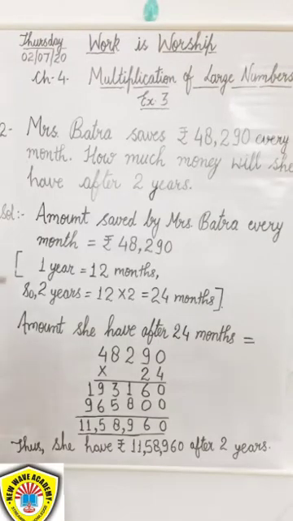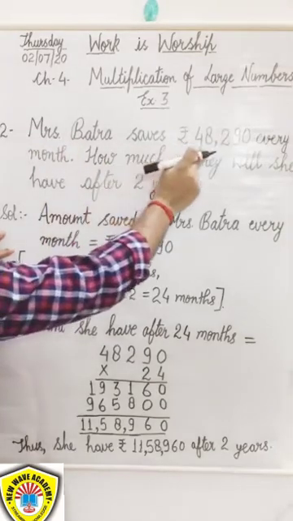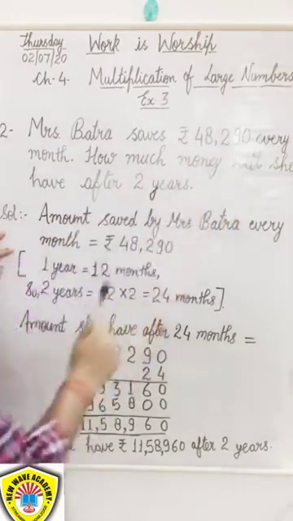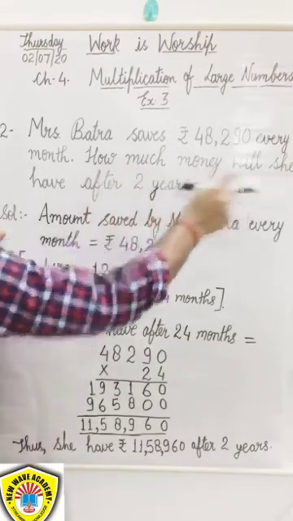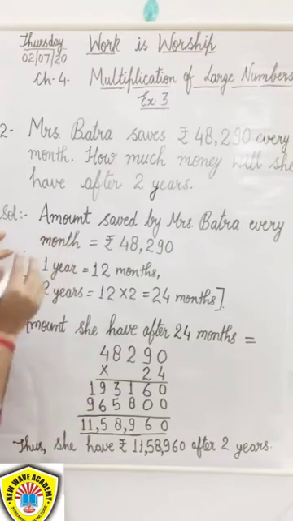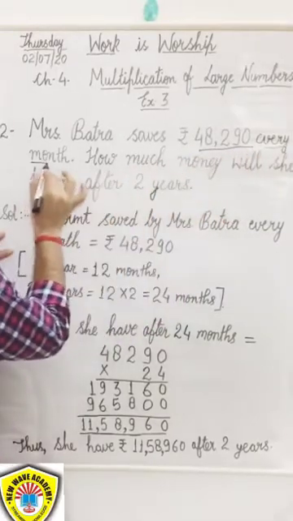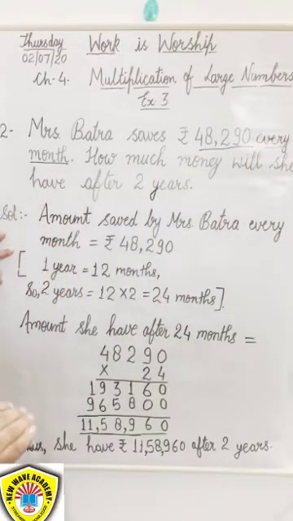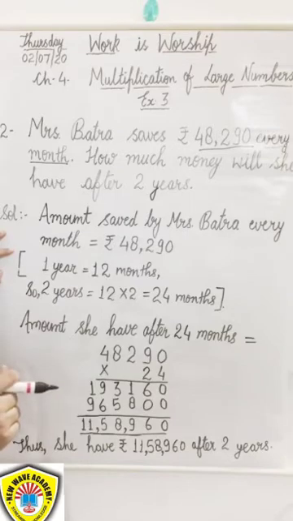Now students, here we have a word problem question from the exercise, and the question is Mrs. Batra saves rupees 48,290 every month. So how much money will she have after 2 years? So what is the amount saved by Mrs. Batra every month? 48,290 every month. Okay, and we have to find the amount after the 2 years. So always remember, the word problem question is always solved in some steps.